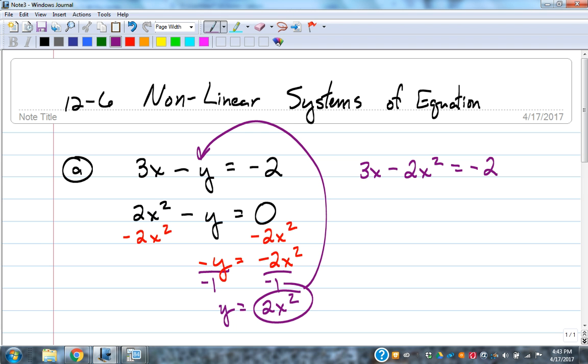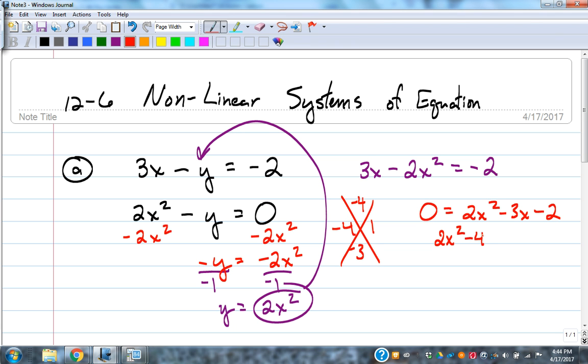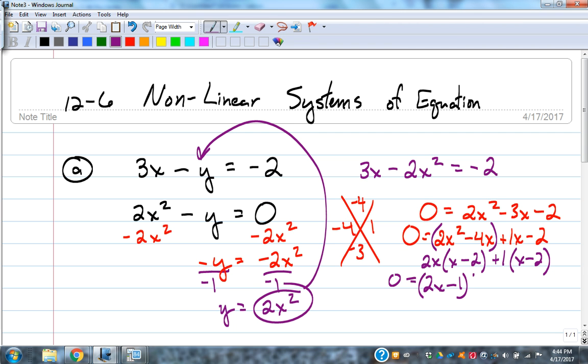So I'm going to try to solve that using things that I already know about quadratics. I know I can get it equal to 0 and have 2x squared minus 3x minus 2. And then I could factor that. -4 and 1, so that'd be 2x squared minus 4x plus 1x minus 2. And I could group that. 2x, x minus 2, plus 1, x minus 2. So my factors would be 2x minus 1 and x minus 2.